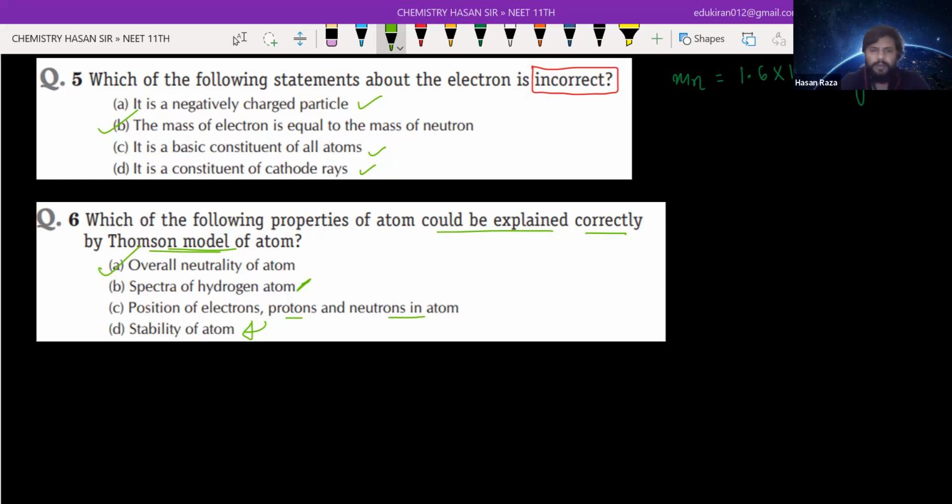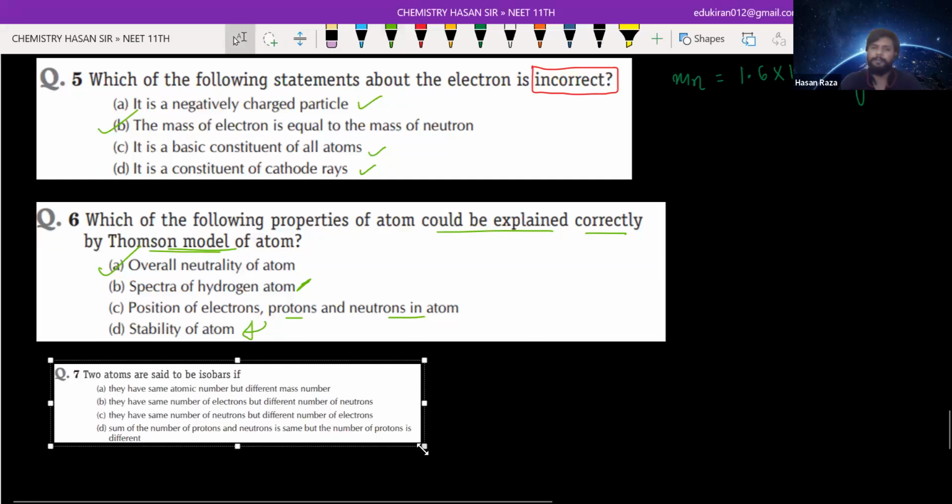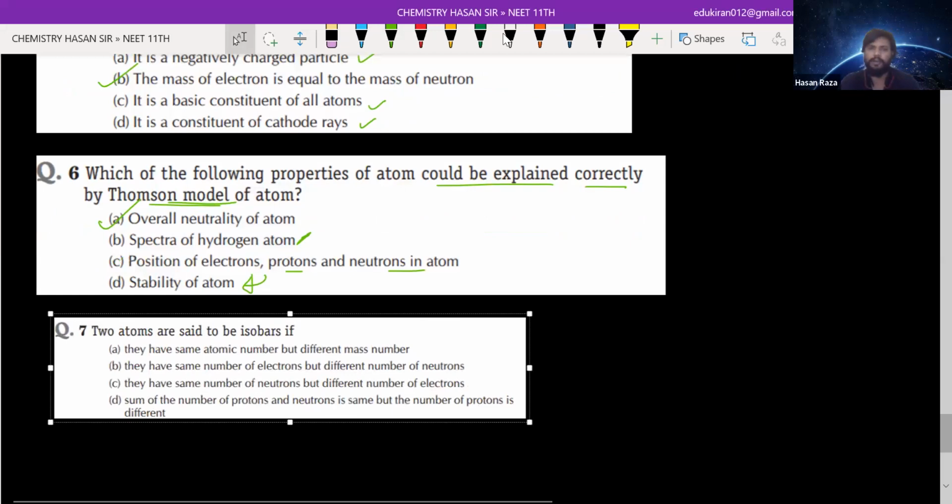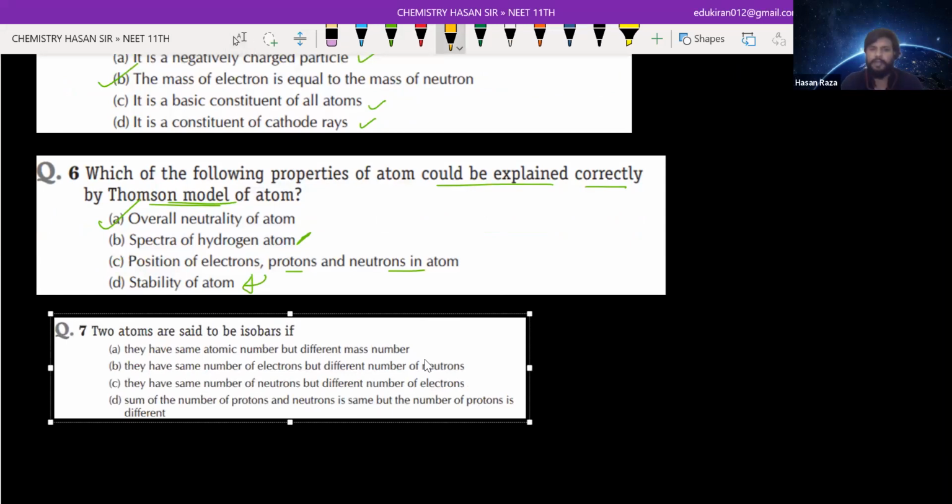So let's go with a very easy question. All of you know what is isoelectronic species, right? These terms are very important and you should keep them in your mind always. Isotopes, everyone knows isotopes. Isobar, isodiaphers, isotones, isoelectronic. Next question. Why are atoms said to be isobars?